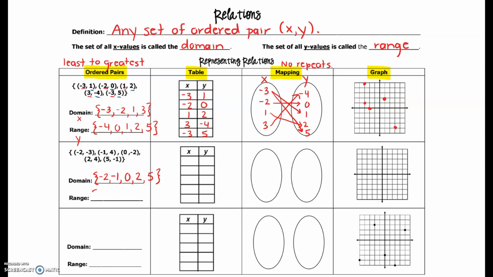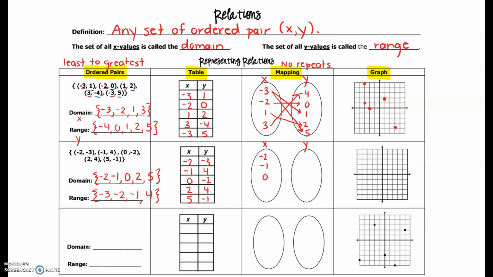Now, in the range, I notice -3 is the smallest, -2, -1, and we actually have 2 4s, so I will only write that 4 one time. Now in the table, I include all of the points, so -2, -3, -1, 4, 0, -2, 2, 4, and 5, -1.